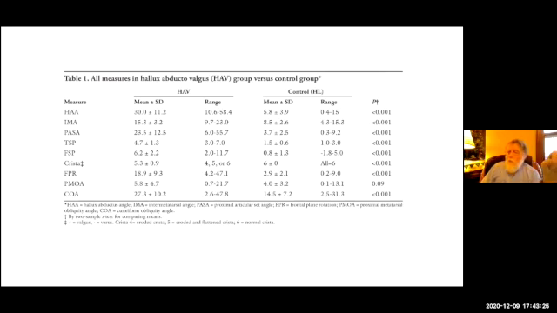Now, they came to the conclusion in this paper in 2016 that it was actually the bunion formation that was driving this eversion of the first ray, and that it was a result of the bunion rather than a predisposing condition. And I wasn't so sure of that.